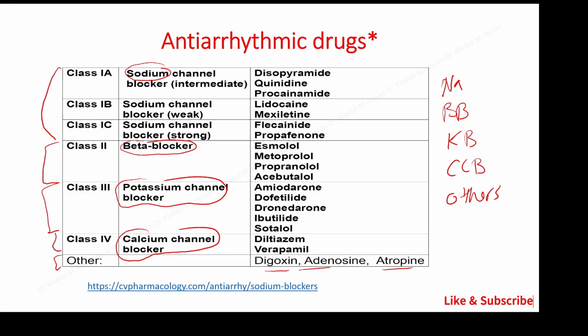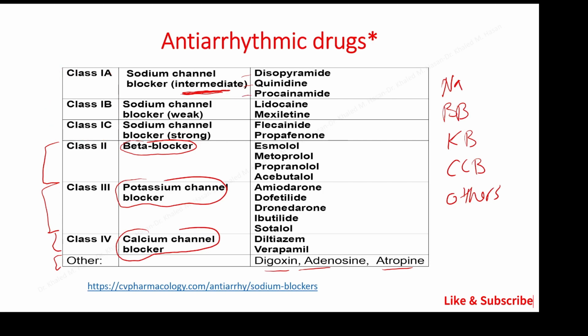Class 1 is divided into 3 subcategories: class 1A, class 1B, and 1C. What happens there? For 1A, we consider it of intermediate efficacy or potency. So for sodium channel intermediate, we have 3 medications: disopyramide, quinidine, procainamide. These 3 medications belong to class 1A.